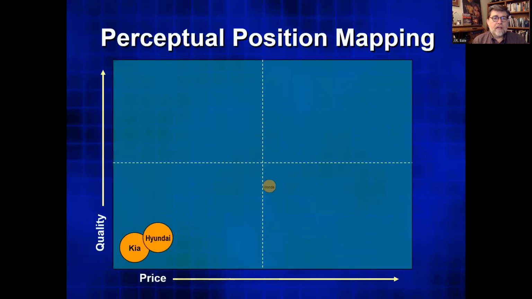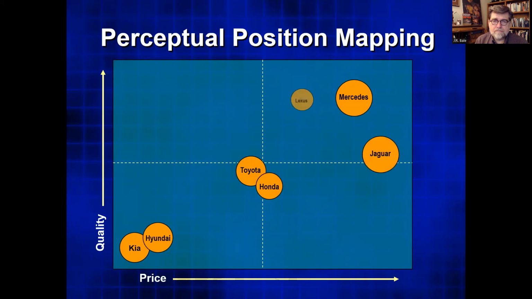Here we have a perceptual map, and this is what people think of certain brands relative to each other, and you can use many dimensions here. I've tried to keep it simple and use two dimensions. Price, in this case how much automobiles cost, and not necessarily the quality but the perceived quality relative to each other.